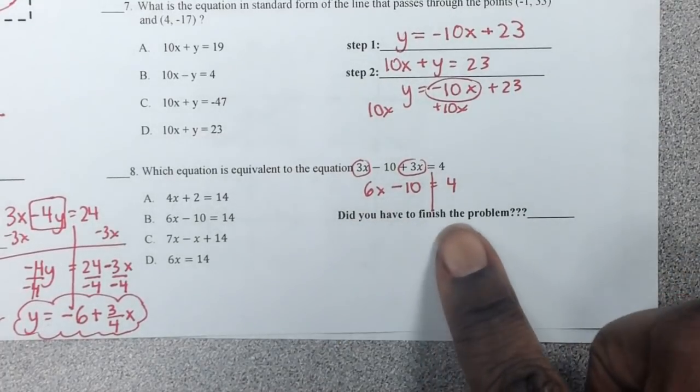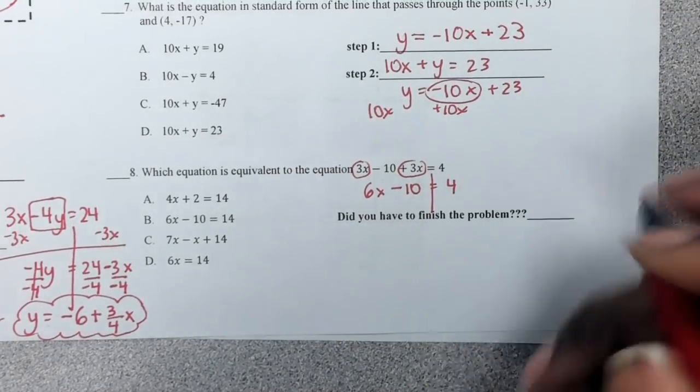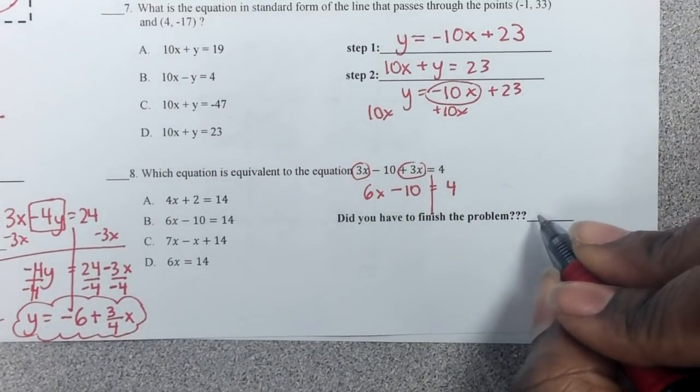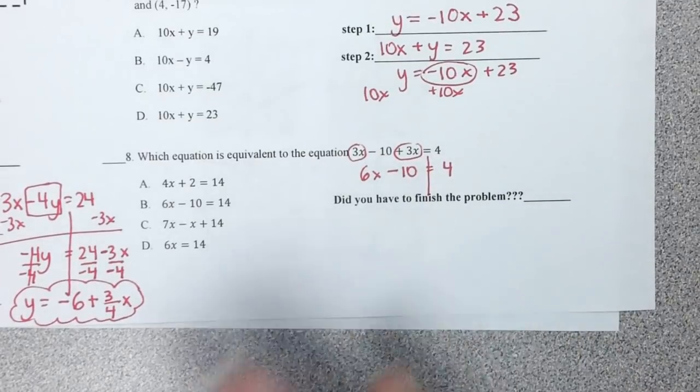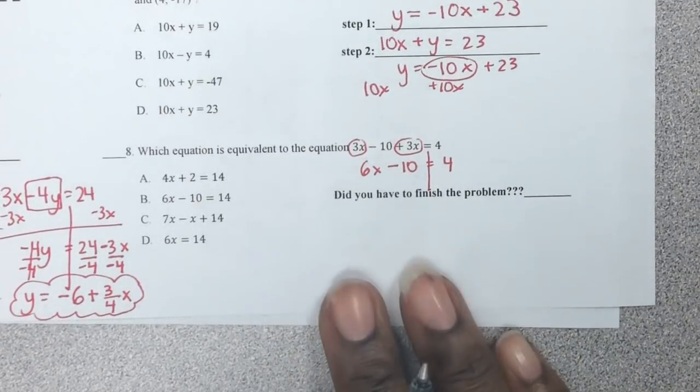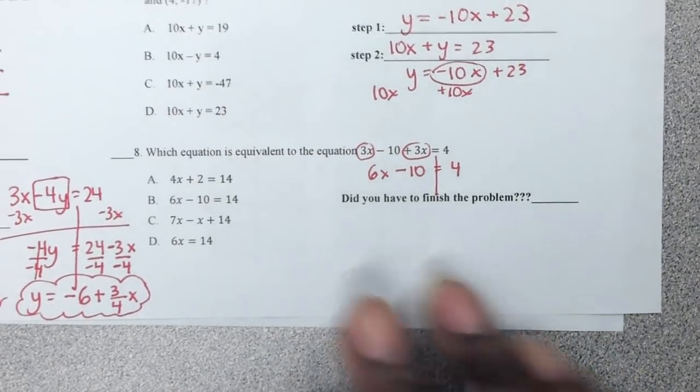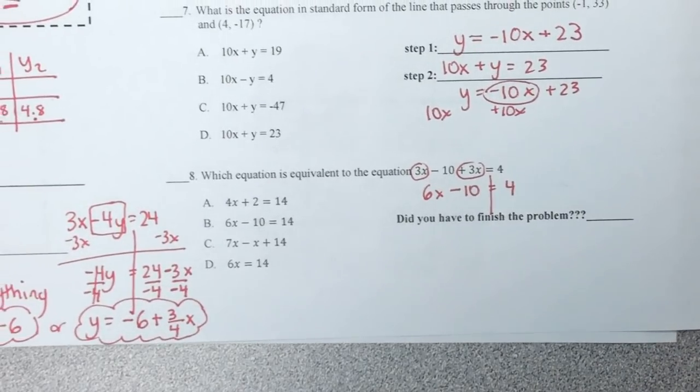Did you have to finish the problem? You should be writing yes or no right here. But if you're just taking your own notes, then don't worry about that. Just kind of look at it and see what happens here. All right, that's the first part of the review. I'm going to stop it here and do the second one.